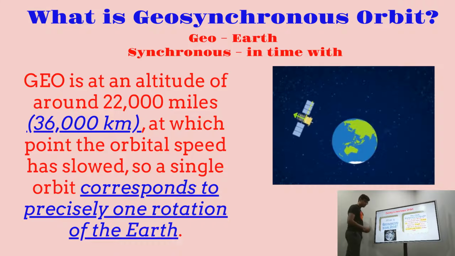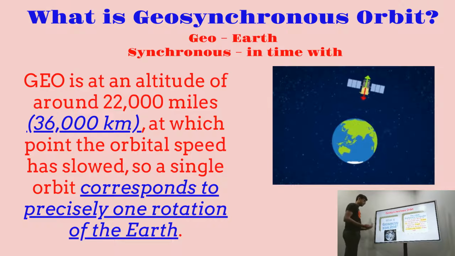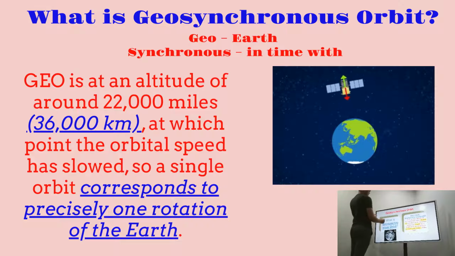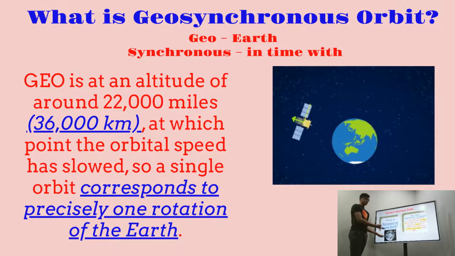So if we look at this image here, we have Earth and we have a satellite. What's happening here is that as the Earth is rotating, that satellite is also rotating in the same direction at the same speed. So if Earth is rotating left like this, then the satellite will also be rotating in the same direction. That's why it's called geosynchronous, because it's in sync with Earth. If Earth rotates once in 24 hours, then this satellite will also take the same 24 hours.